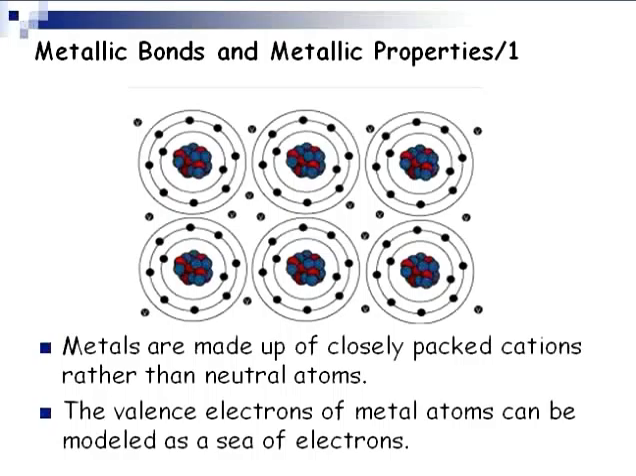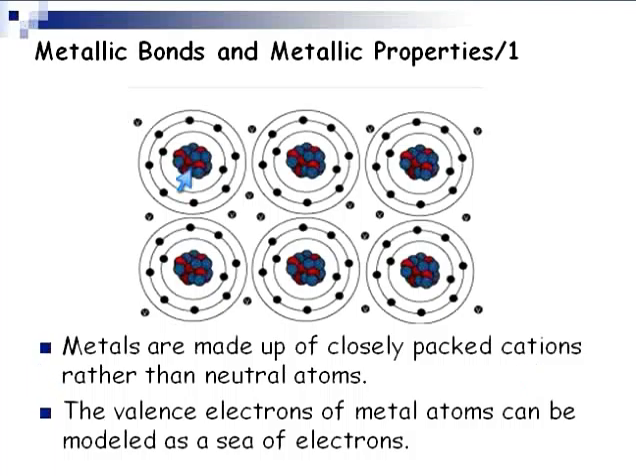So in the last section, we talked about ionic compounds. The ionic compounds are metals and nonmetals, such as fluorine, chlorine, nitrogen, oxygen. Well, with pure metals, we're talking about metallic bonds. We're not having any anions in it. So metals are made up of closely packed cations, just the cations rather than neutral atoms.